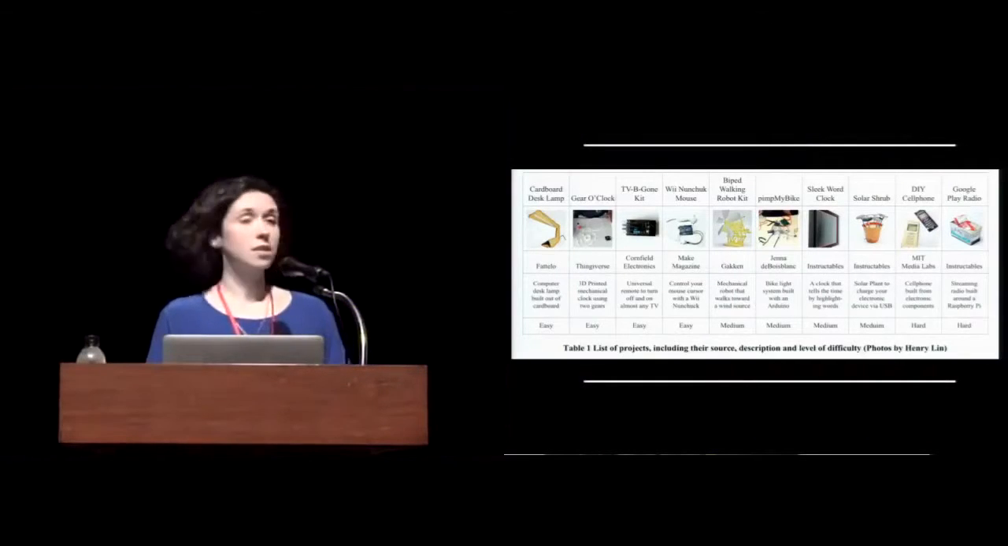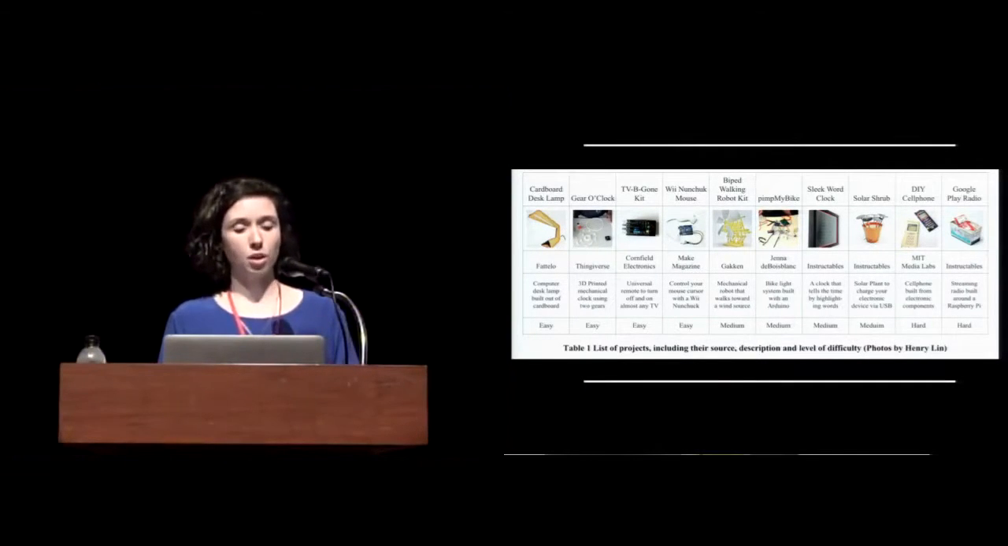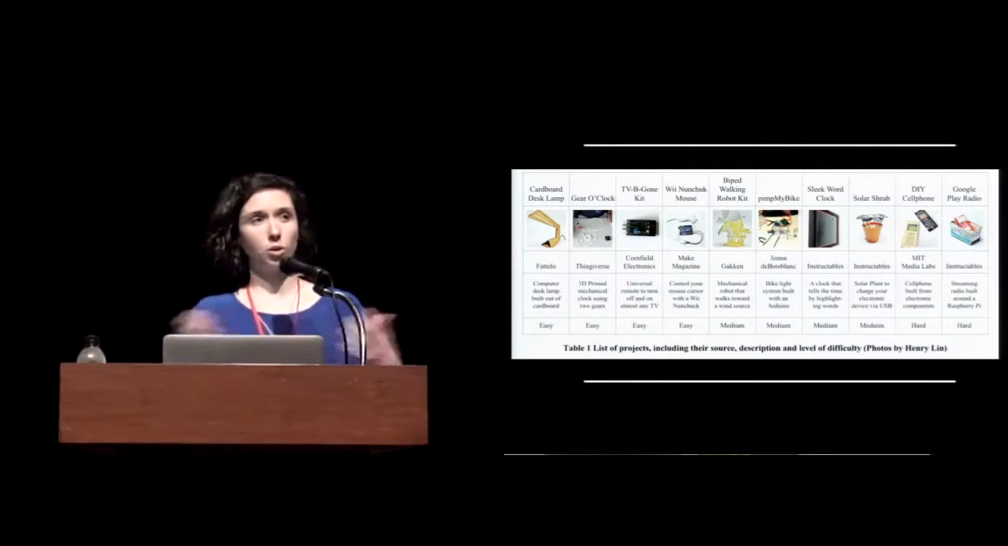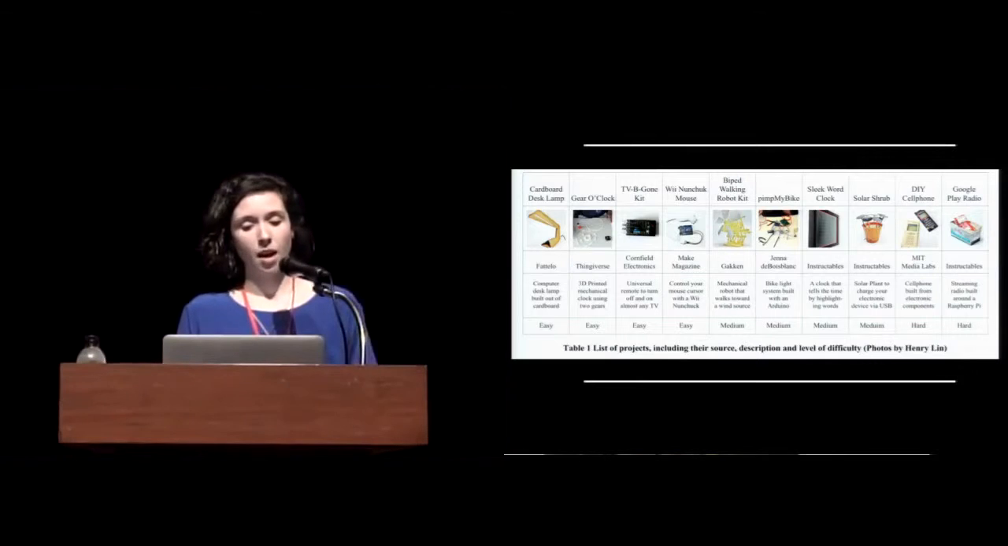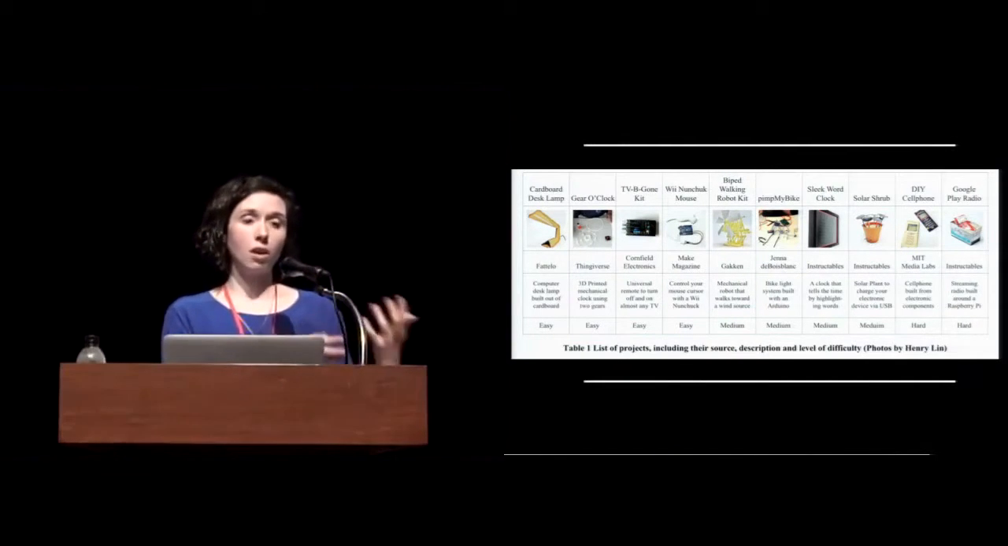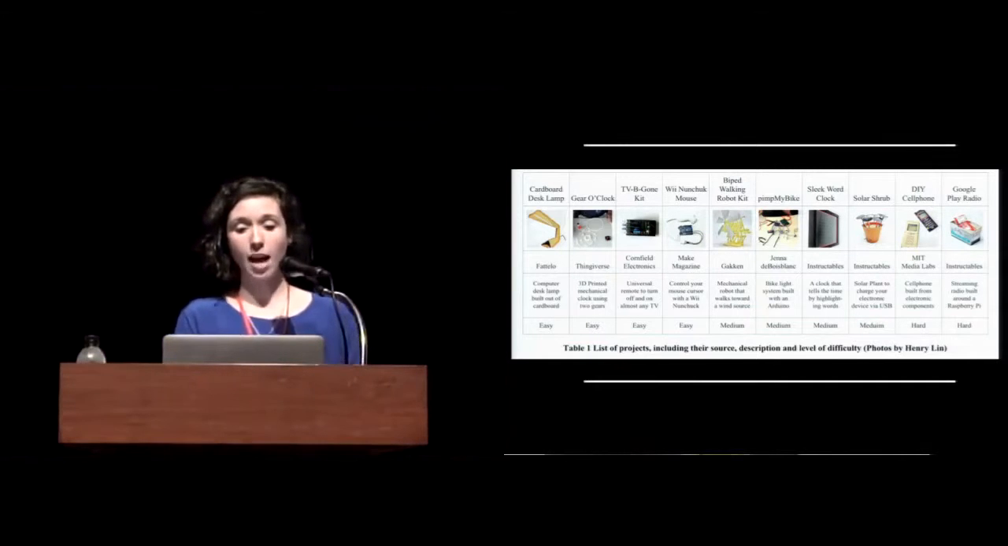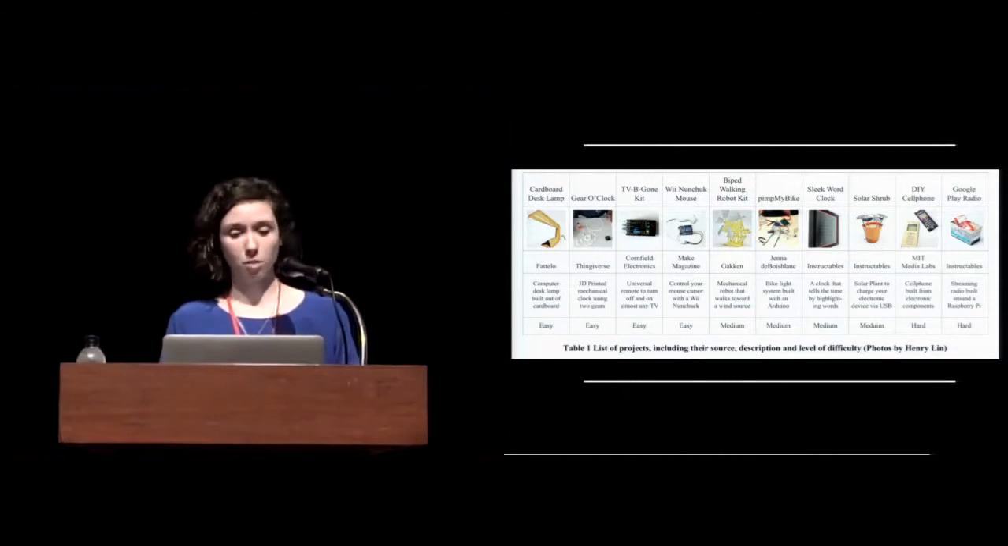So we selected 10 different projects from commonly used tutorial sources. So, for example, Thingiverse, Instructables, Make Magazine. We also used some projects that were presented on different design blogs that were widely spread. We selected them on a range from easy to hard projects to accomplish, mostly on the technical aspect. This, for example, went from a simple cardboard DIY lamp to a DIY cell phone base, built from the ground up from electronic components.